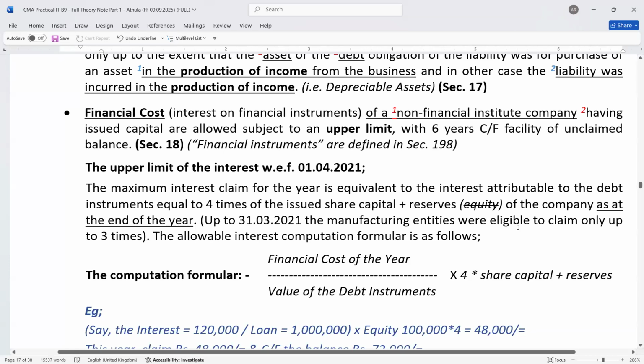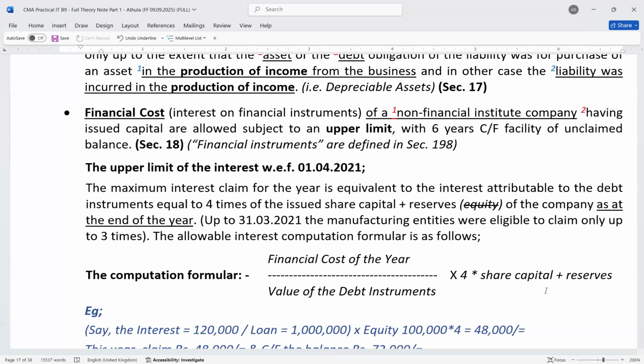You take that value as at the end of the year, then you multiply that by 4 times. That means any loans up to that value, 4 times of share capital and positive reserves, the interest on loan capital below that amount is fully allowable. Suppose your loan balance is above 4 times of share capital and positive reserves, then the interest on excess loan is not allowable for the year.